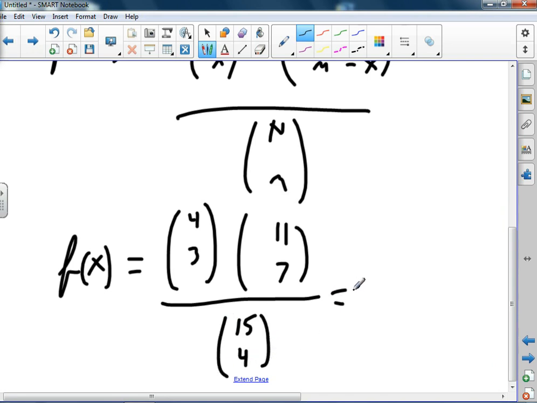Okay, so I'm going to put in my calculator 4 things taken 3 at a time times 11 things taken 7 at a time divided by 15 things taken 4 at a time, and my calculator says 0.967.